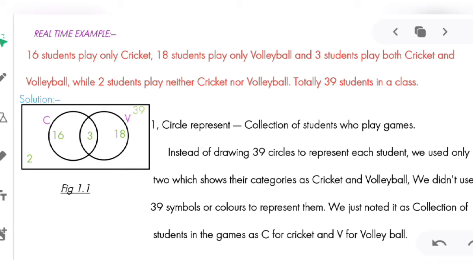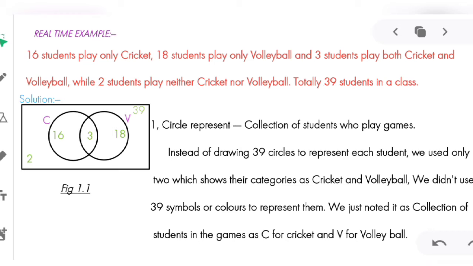There are 60 students who play only cricket in our class. So this is the area which represents only the objects present in that collection. And volleyball players, we have to denote the volleyball players here. So we have to denote the number of students who play volleyball here, because we have only 18 students who play only volleyball. Then we have 3 students who play both cricket and volleyball.